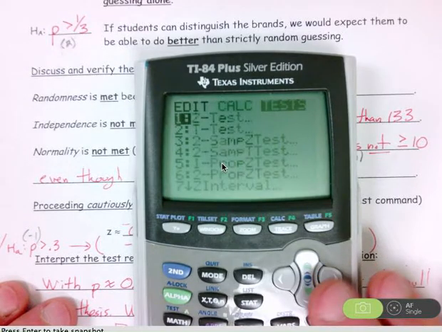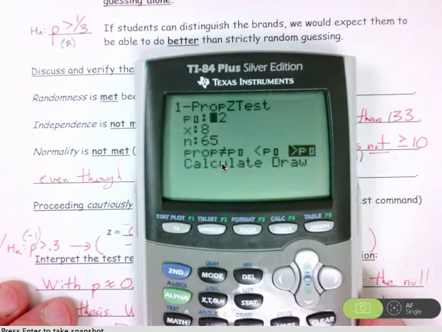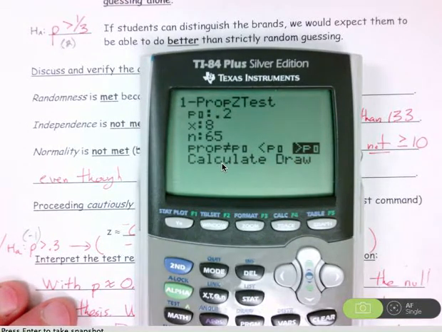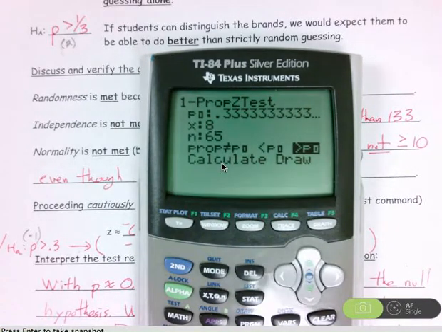So stat under tests, this is a 1 proportion z-test. So we should enter the null hypothesis value. And you should enter the null hypothesis value as 1/3. I'm going to put it in as 1 divided by 3. That's really the most accurate way to do this rather than typing in 0.3 or 0.33 or 0.333.